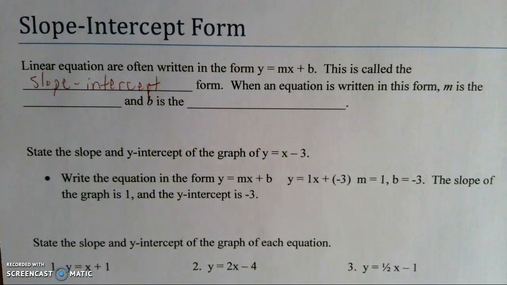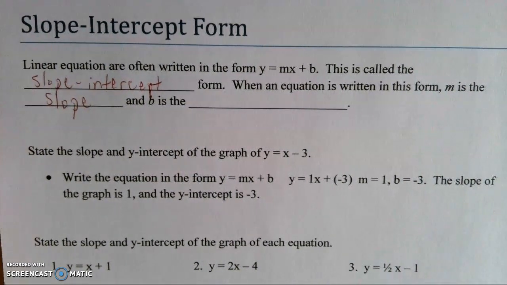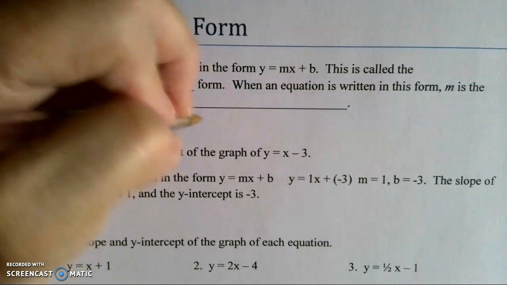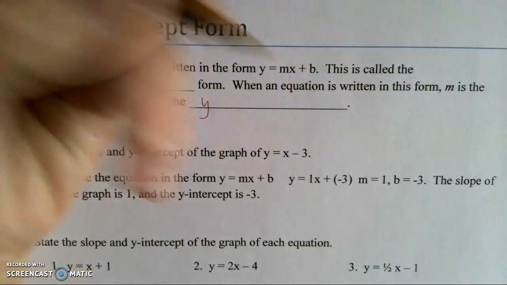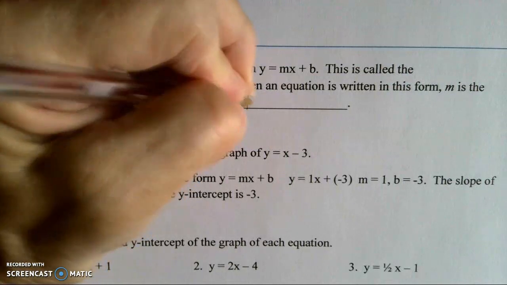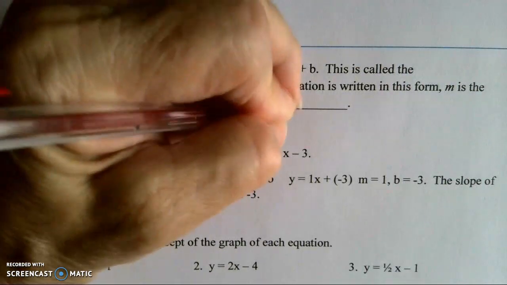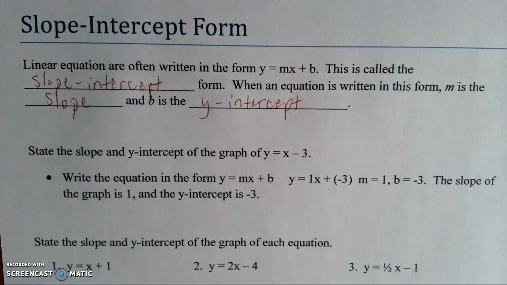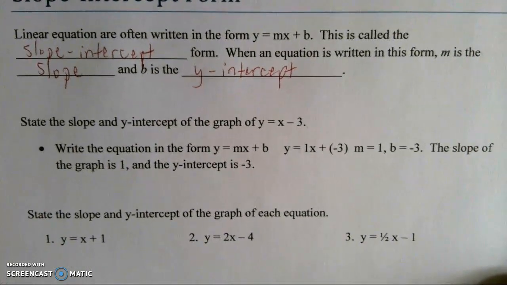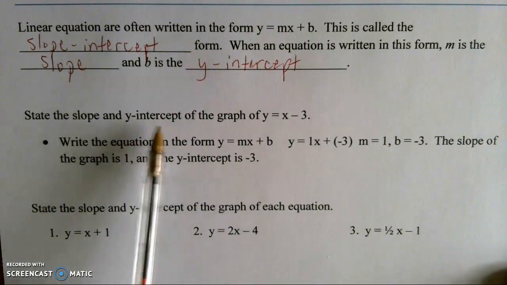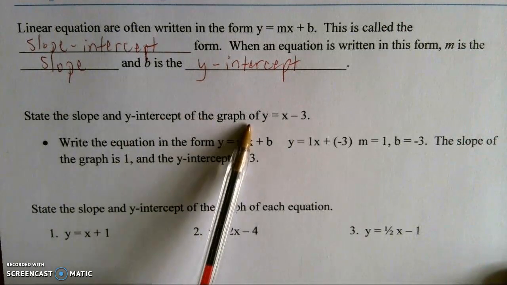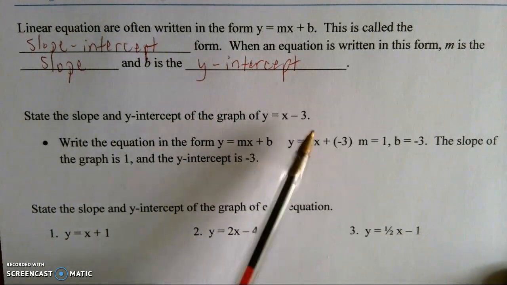When an equation is written in this form, m is the slope and b is the y-intercept. And the y-intercept is where the line is going to cross the y-axis. So let's take a look and analyze the equation. State the slope and y-intercept of the graph of y equals x minus 3.